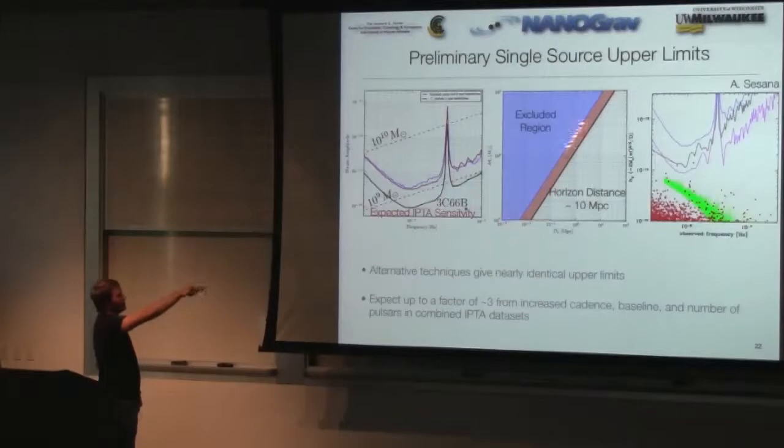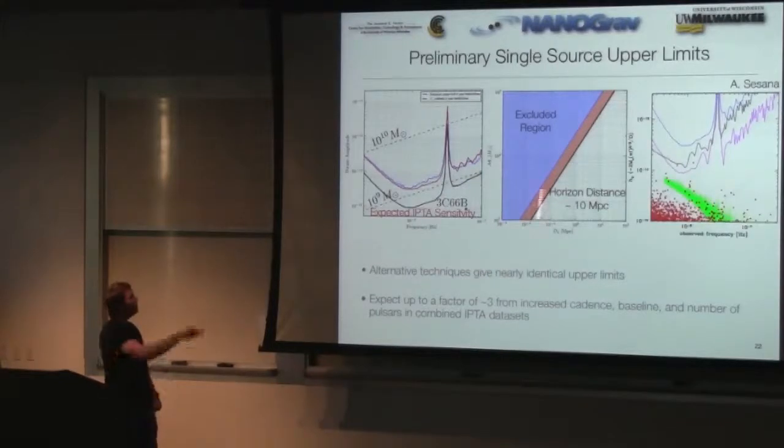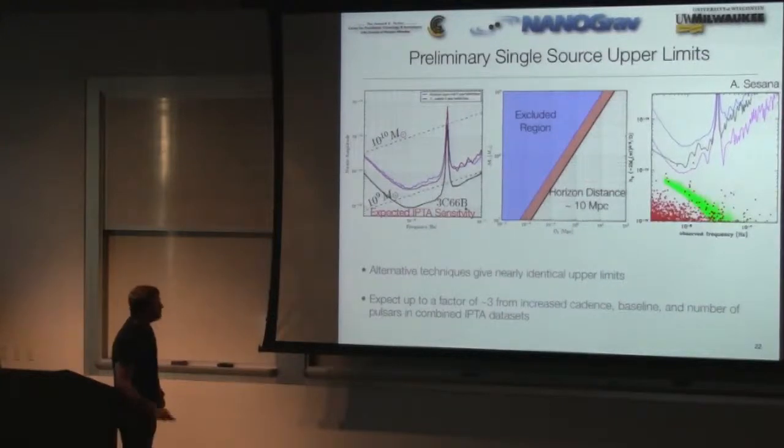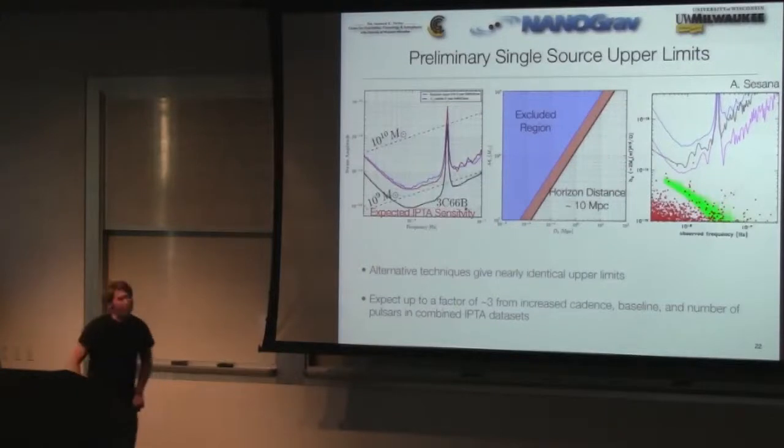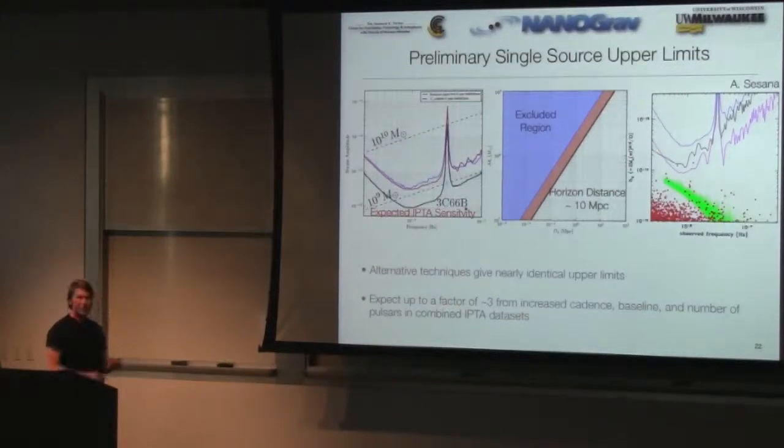So if you pick a canonical supermassive black hole mass of 10 to the 8 solar masses, then basically the farthest you could see with these upper limits is somewhere around 10 megaparsecs. If you have a much more massive source, then you can get out a little bit further, maybe 50 or so megaparsecs. So we're still limited to sources that are pretty nearby or massive.